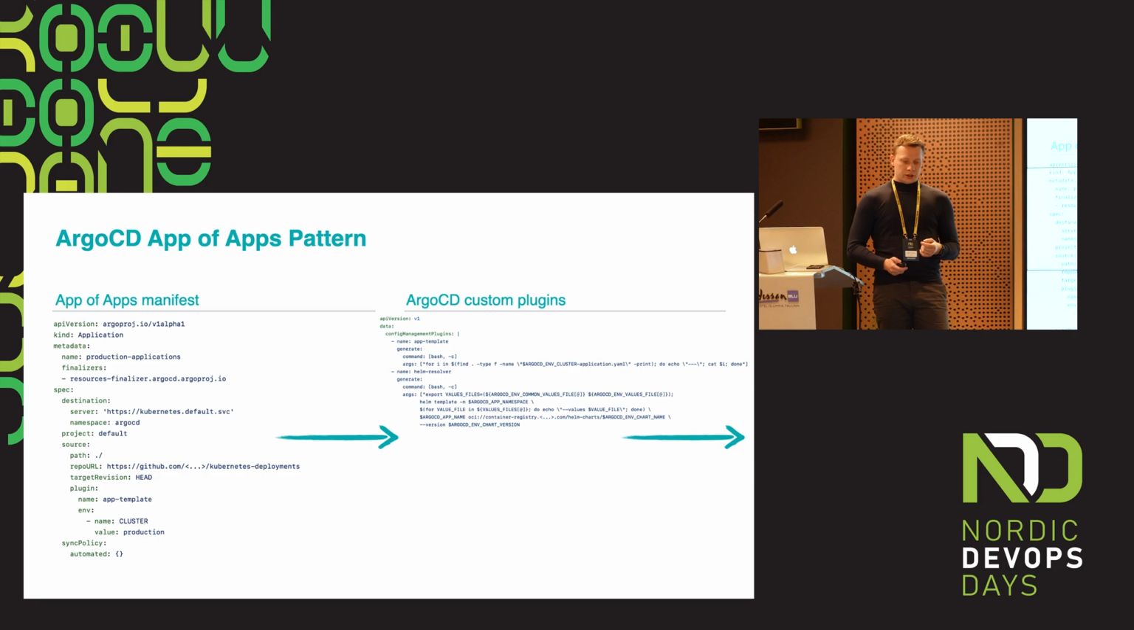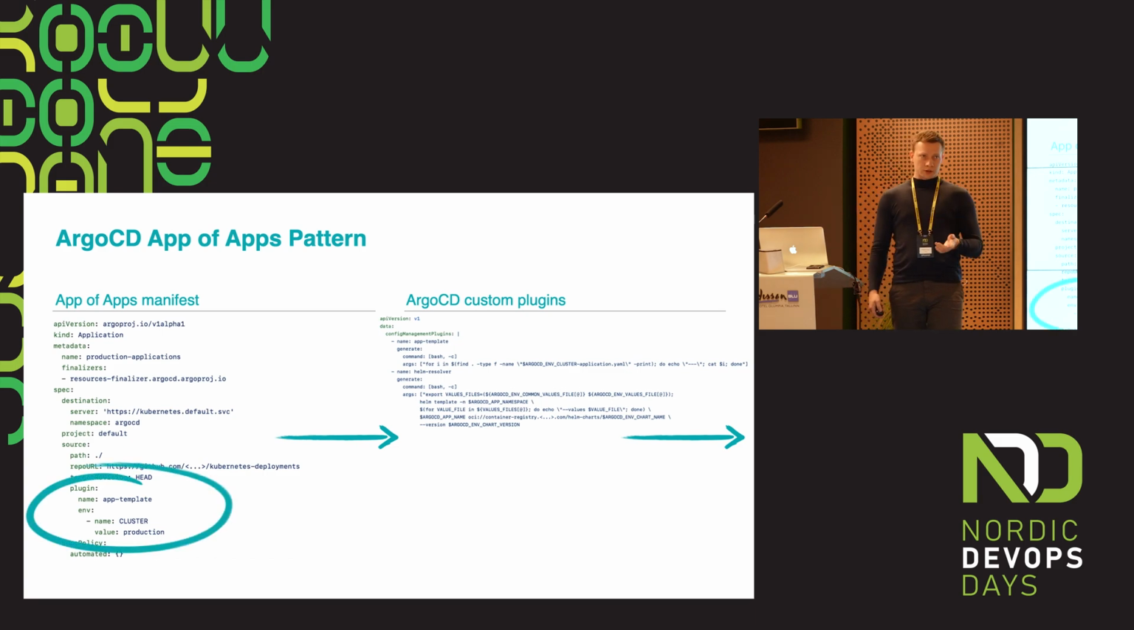We wrote a custom plugin, which is actually just a simple bash script that goes through our deployment repository and searches for the application YAML files. If it finds them, it means that this application needs to be deployed to the Kubernetes cluster, and it deploys it.